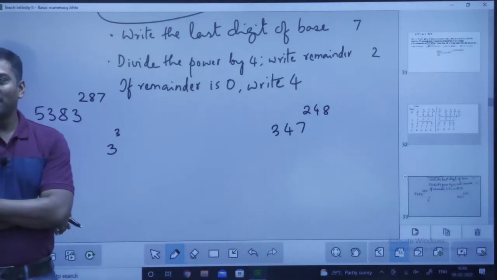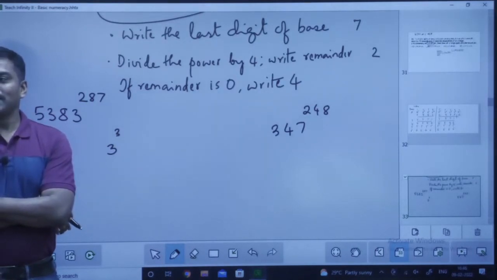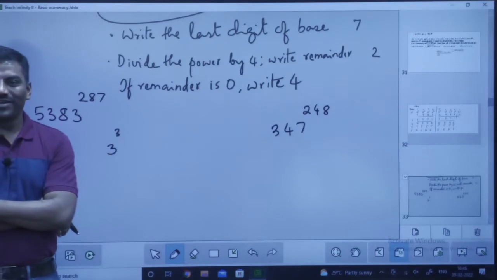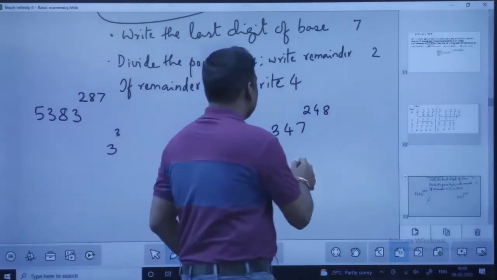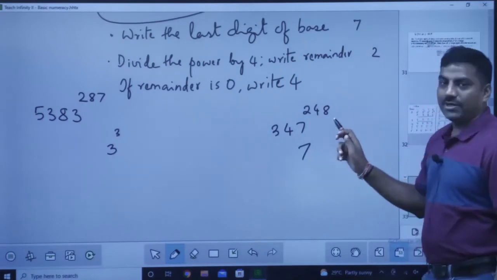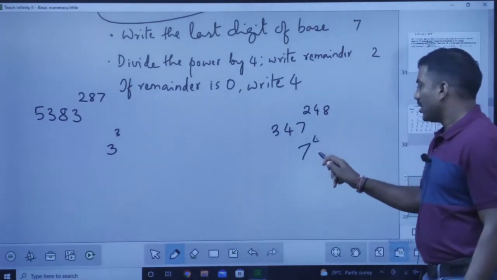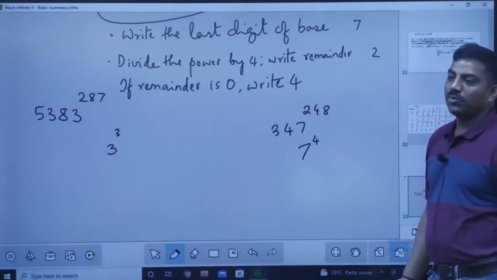Give me the answer, not the intermediate step. That is not the answer, that is an intermediate step. I'm asking the last digit, that you have to work out. So the last digit of the base is 7. And if you divide this 48 by 4, the remainder is 0. When the remainder is 0, give 4. So 7 to the power of 4.